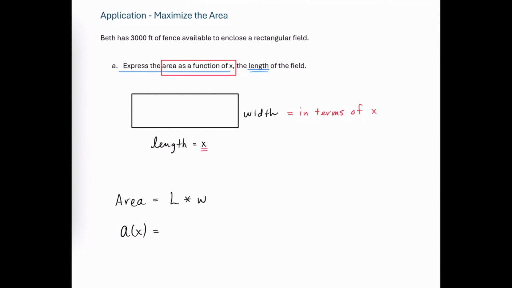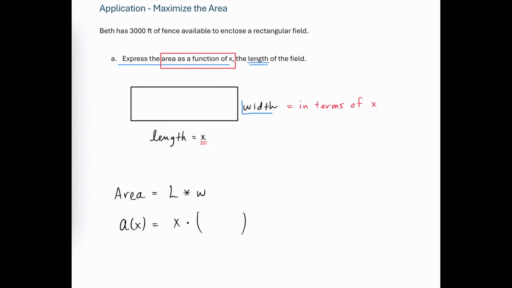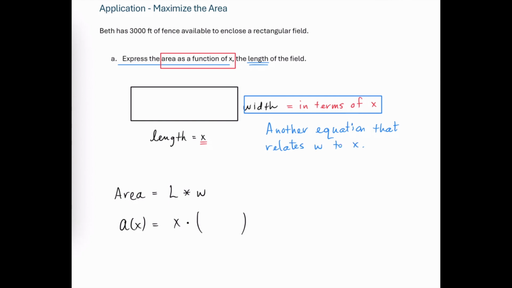We already know that we can substitute x in for the length, but the question now is, what do we substitute in for the width so that everything is in terms of x? What we need is an equation that we can substitute in for the width that is in terms of x. And in order to do that, we're going to need another equation that relates the width to the variable x. There's another piece of information that we haven't rolled in yet, and that is the fact that we have 3,000 feet of fencing. Because the fencing goes all the way around the outside of the field, this value is going to be the same as the perimeter of the rectangle.